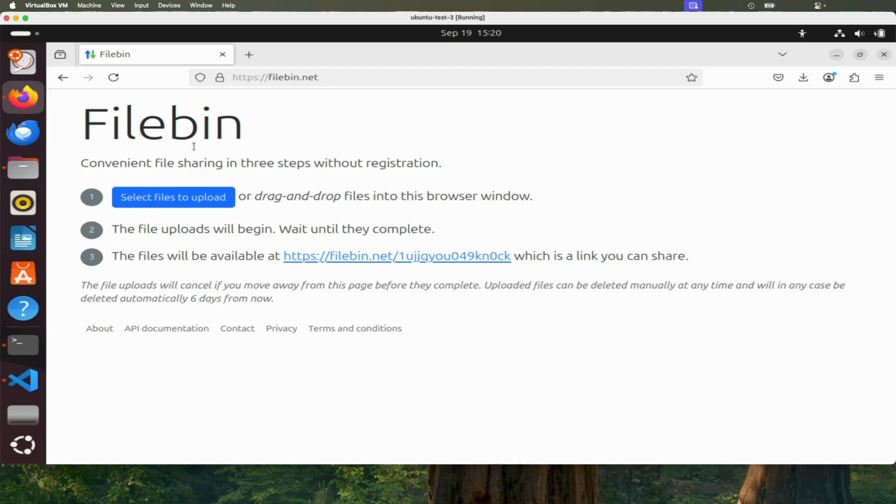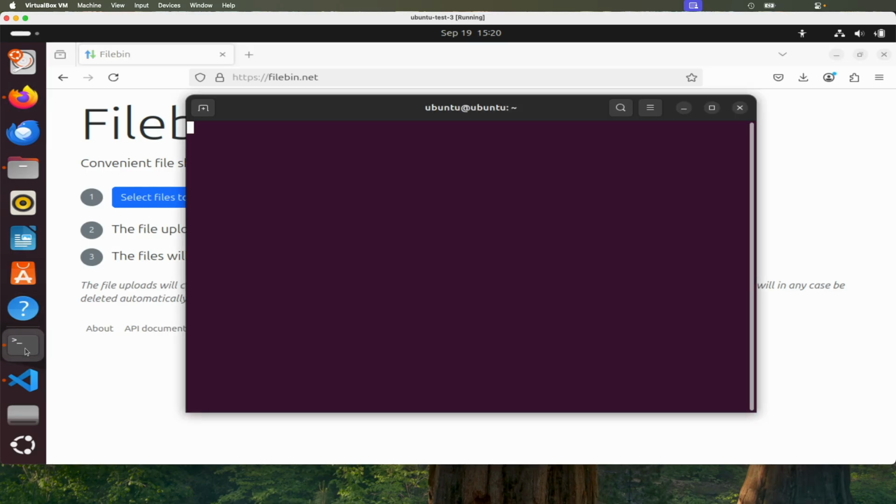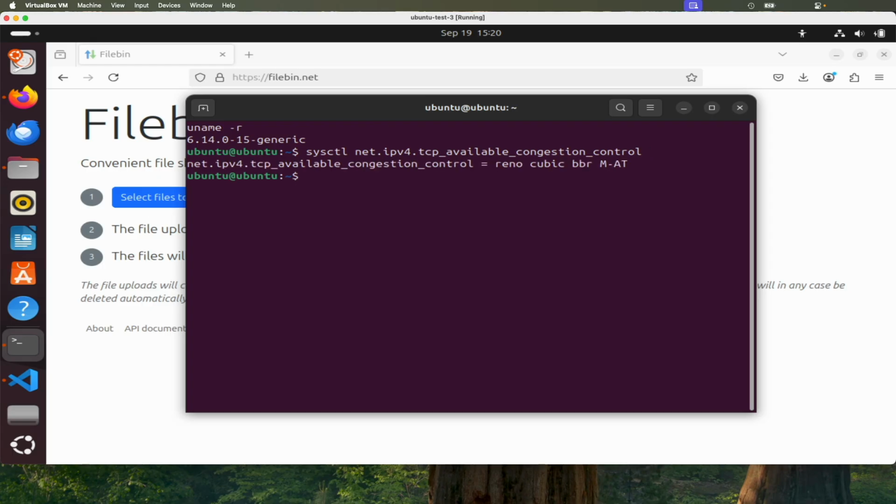So let's get started. First, the Linux kernel we are using is 6.14.0, which is one of the latest and has all the upgrades to the TCP Cubic and Google BBR we are going to demo against. Cubic and BBR are well-known congestion control solutions. Let's start with Cubic.